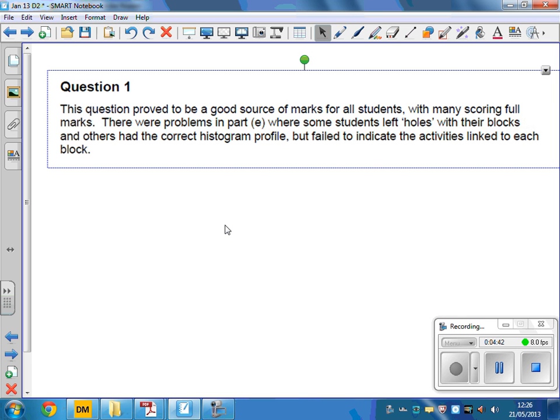A very short examiner's report just says it's a good source of marks. Don't leave any holes in your blocks. Make sure you label them.